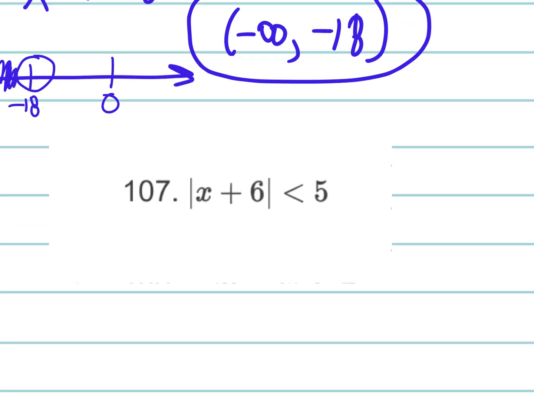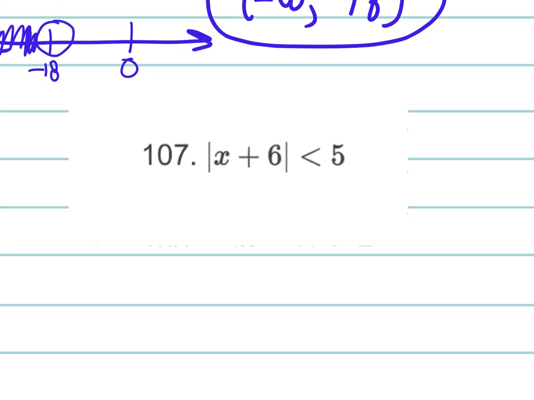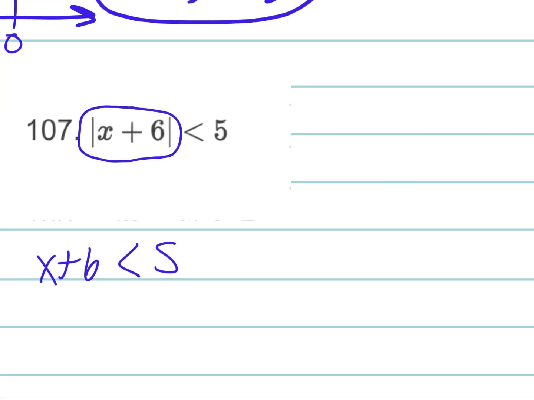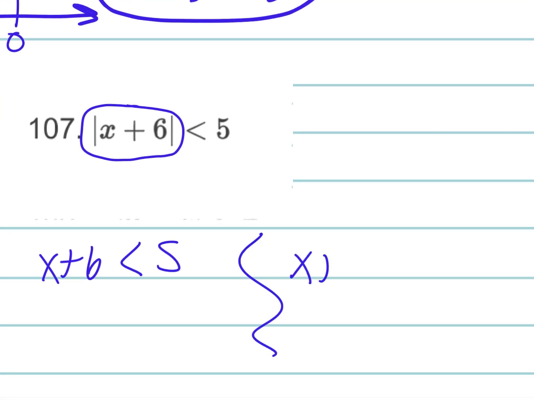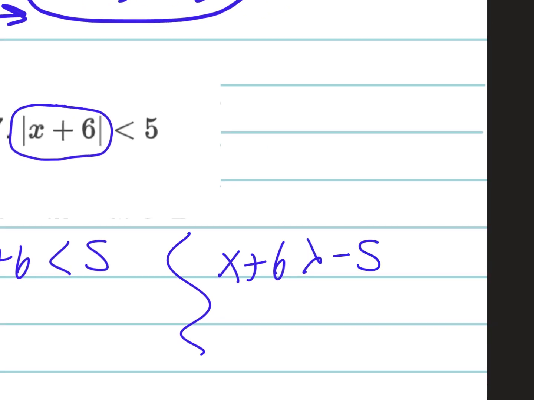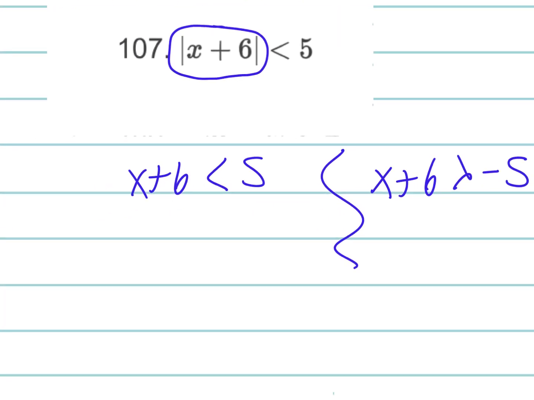All right, starting with 107, I have an inequality that's absolute value. So again, we're going to have to solve this 2 ways. As soon as we realize that our inequality is isolated in our absolute value, we're going to write x plus 6, just rewrite it, less than 5. And then my other one is going to be x plus 6 is greater than, you flip the sign, and you flip the sign of the answer. And we go about solving.